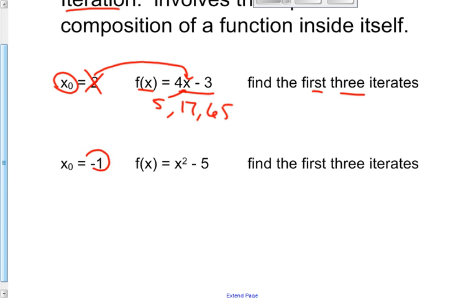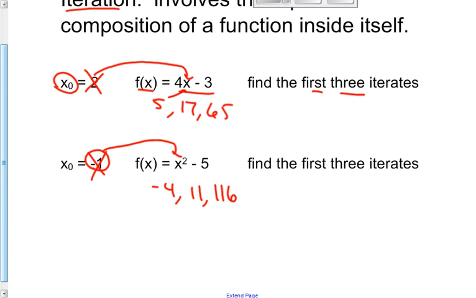Take -1 and put it right here. -1 squared is 1, minus 5. -4 is the first iterate. Now plug in -4. -4 squared is 16. 16 minus 5, 11. And then plug in 11. 11 squared, 121 minus 5, 116. And those are the first 3 iterates, not including the -1. That's the 0 value that we use to come up with the first iterate.